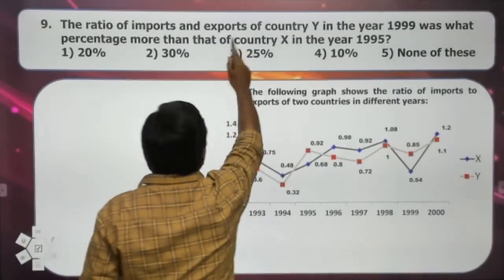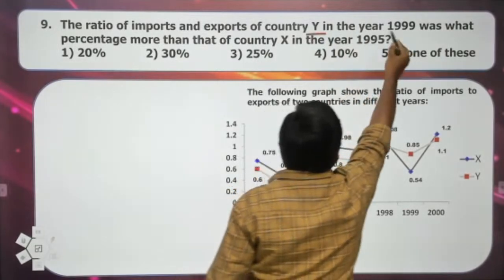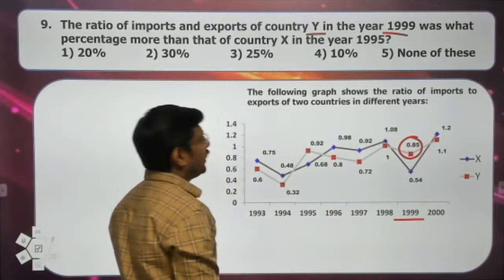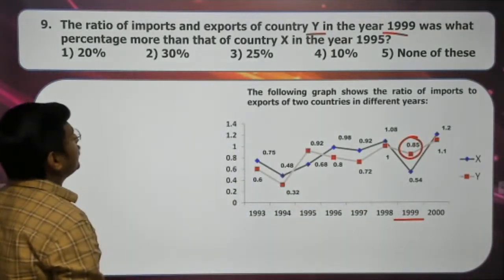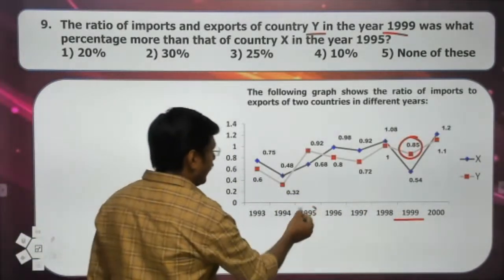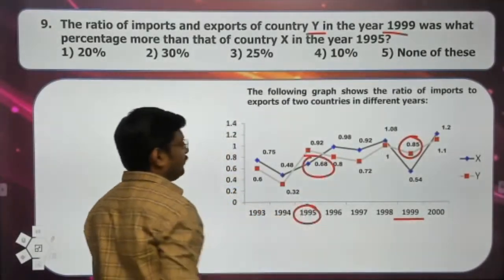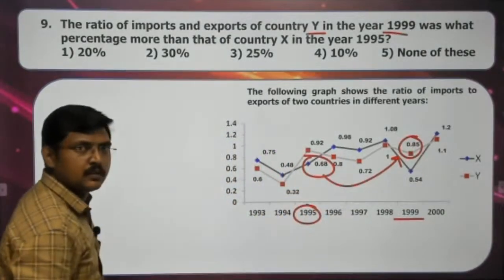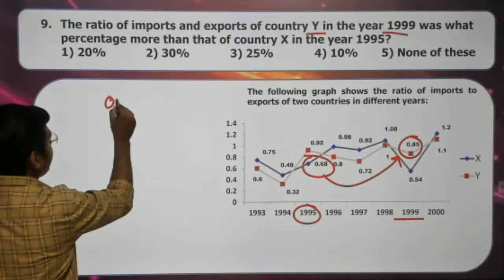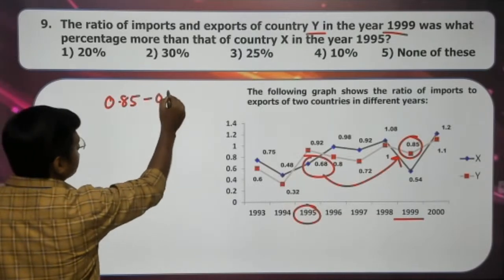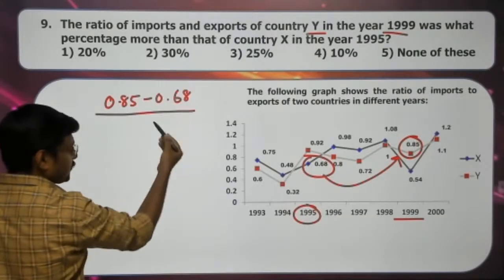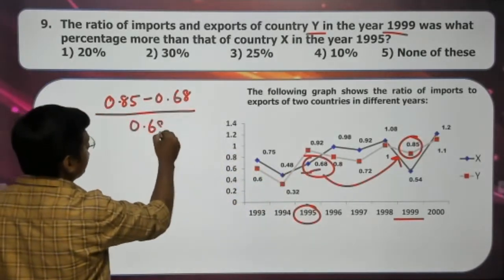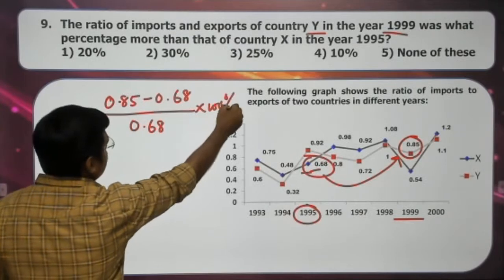The ratio of import and export of country Y in 99 is 0.85. Was what percent more than that of country X in 95? Country X in 95 is 0.68. So with respect to 0.68, this 0.85 is what percentage more? We need to take the difference, right? That is 0.85 minus 0.68, divided by, since it is percentage more, the with respect to will be the smaller number. So 0.68.